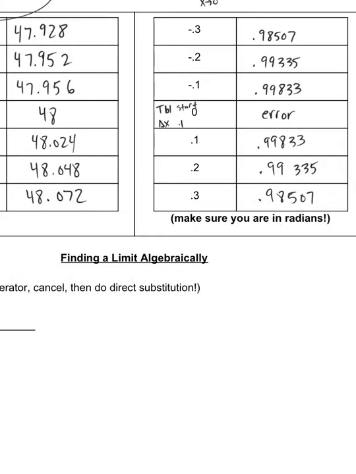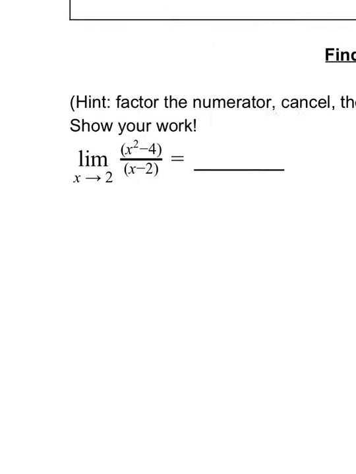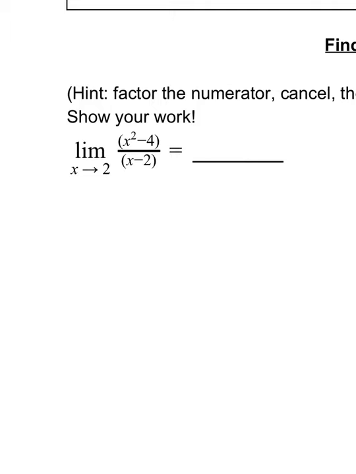Okay, and finally, the homework worksheet. We have a limit to do algebraically. So the first thing we ask ourselves is, can we do direct substitution? Can I plug in 2 here and here? No, because it causes division by 0. So we can't do direct substitution because we're dividing by 0 if we do.